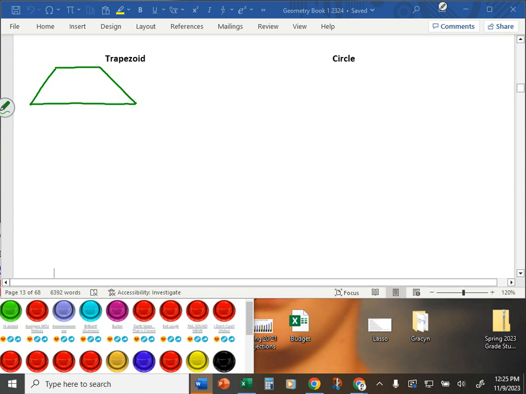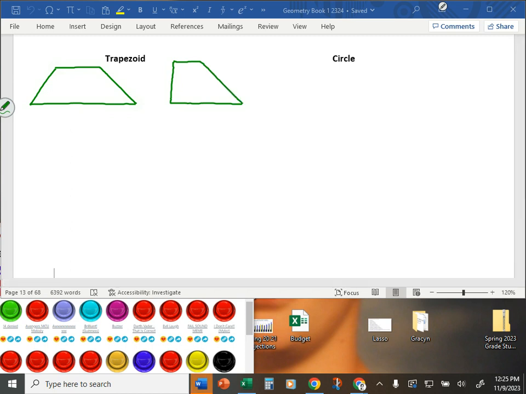So a trapezoid could also look like this, where it's not slanted on one side, but those bases are still different lengths. Okay? And in a trapezoid, we refer to one base as B1 and the other base as B2, just first base, second base.